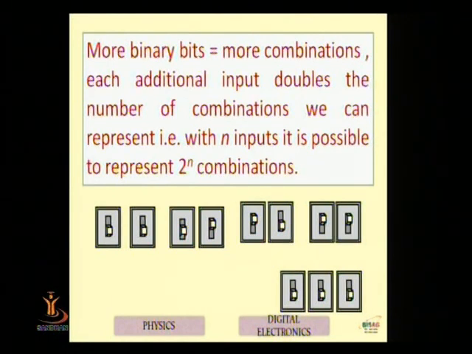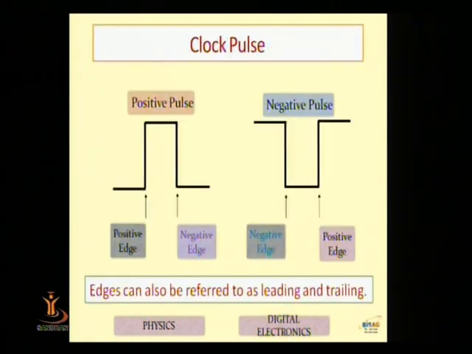So the first possibility from the switches is 0 0, then 0 1, then the third possibility 1 0, then 1 1. So I have 4 possibilities. If I use 3 switches, then I have 2 raised to 3 equals 8 different possibilities: 0 0 0, 0 0 1, 0 1 0, 0 1 1, 1 0 0, 1 0 1, 1 1 0 and 1 1 1. These are the 8 possibilities.